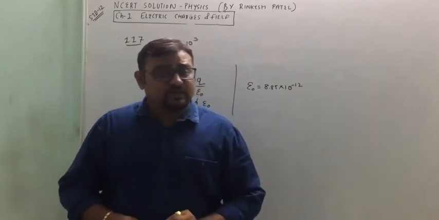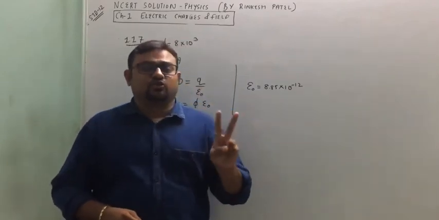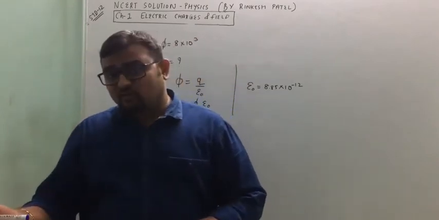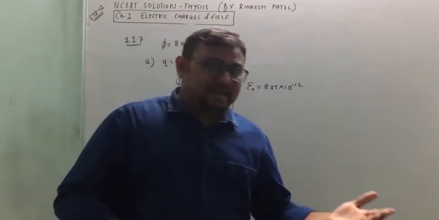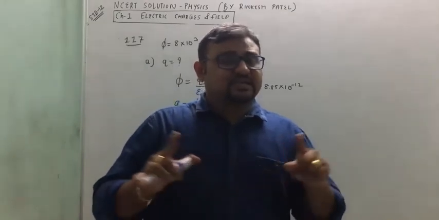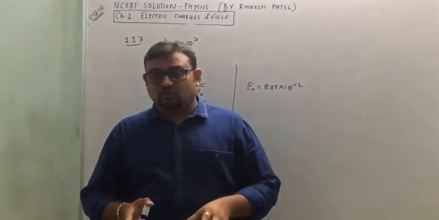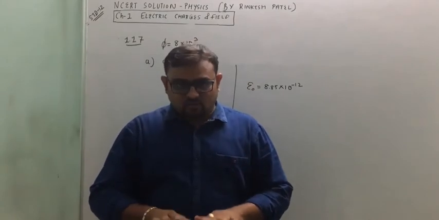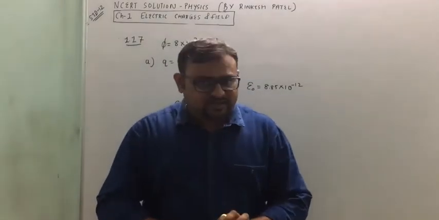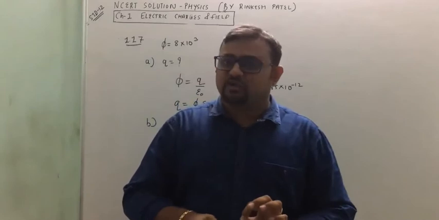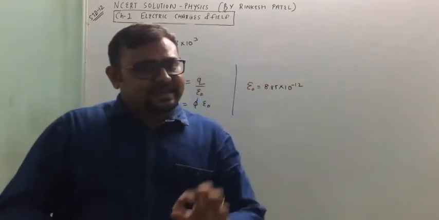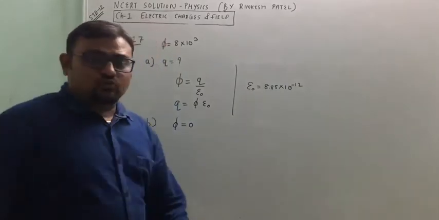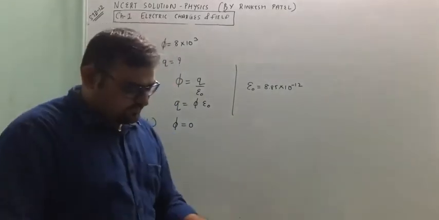For example, if there are two charges Q1 and Q2 inside the cube, and the value of Q1 is plus 10 coulomb and the value of Q2 is minus 10 coulomb, then the net charge is 0, so the flux is 0. But that doesn't mean that there were no charges. So we cannot say that there are no charges in the cube, but we can say that the net charge is 0. Now let's move to 1.18.